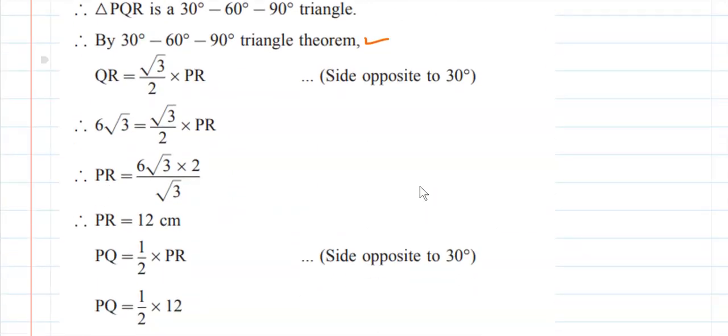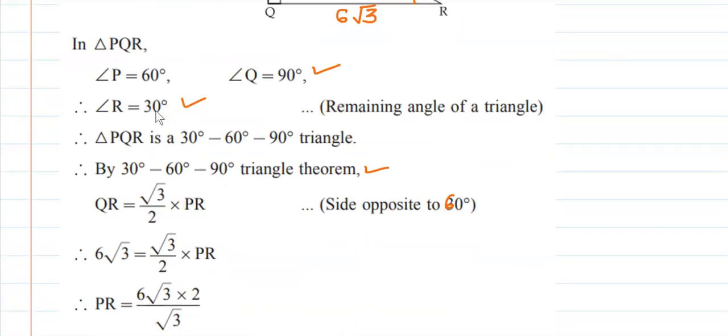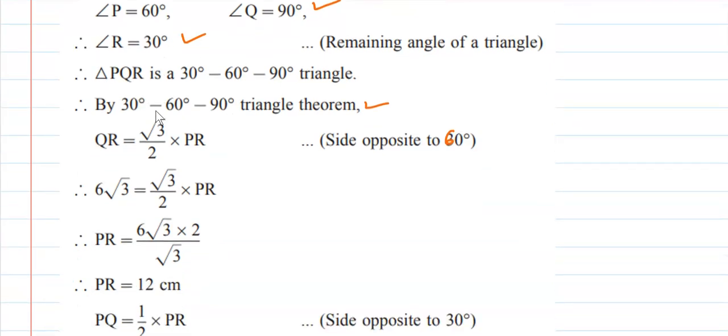Therefore, QR is equal to root 3 upon 2 into PR. PR is the hypotenuse, the side opposite to the angle 60 degrees. QR is given as 6 root 3. Here, 6 root 3 is equal to root 3 upon 2 into PR. On both sides, PR is equal to, the root 3 will get cancelled.